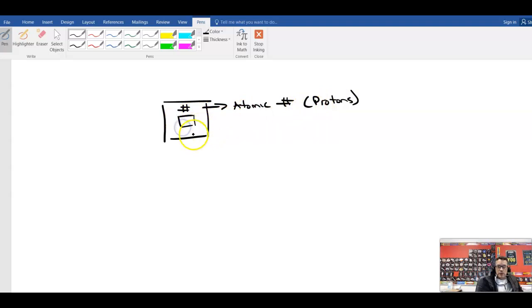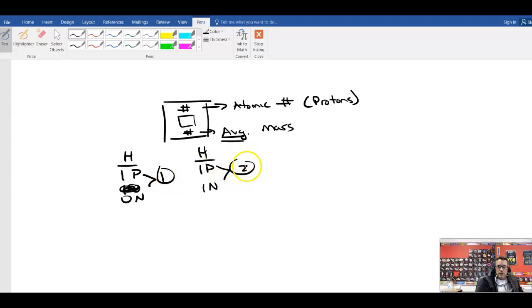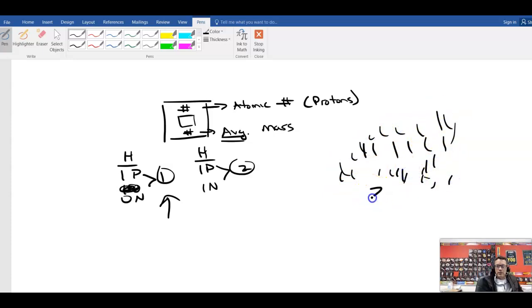Then we'll have a symbol here, and then there's a number on the bottom, and this is our average mass. The reason it's an average mass goes back to what I was showing with hydrogen. Hydrogen can have 1 proton and 0 neutrons, and we might have a hydrogen that has 1 proton and 1 neutron. The mass of this one is 1, the mass of this one is 2. This one's a lot more common. It would take lots and lots of 1s if these are all hydrogens, and then there's an occasional 2.